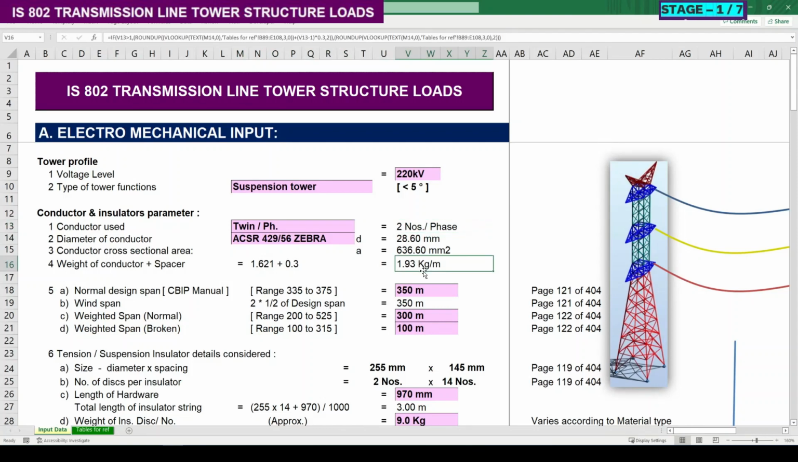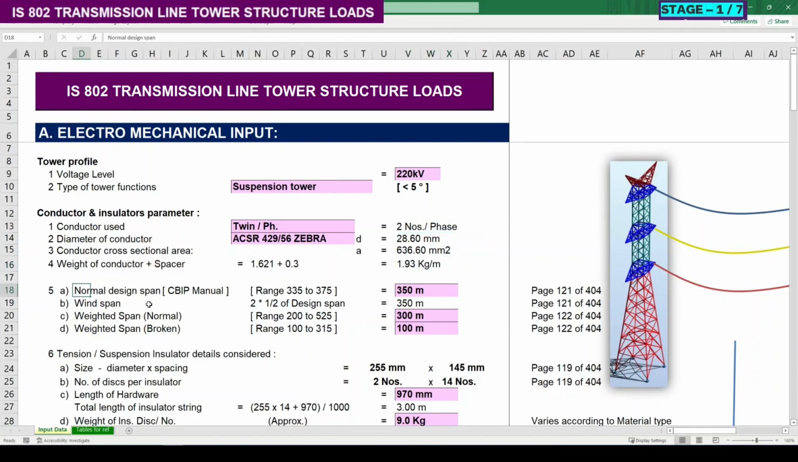Only a single conductor with its spacer bar for 1 meter length is considered here. Later, while calculating the load, that is the weight of conductor, we can add this twin, that is 2 numbers per phase.